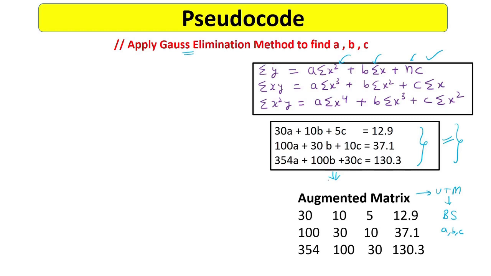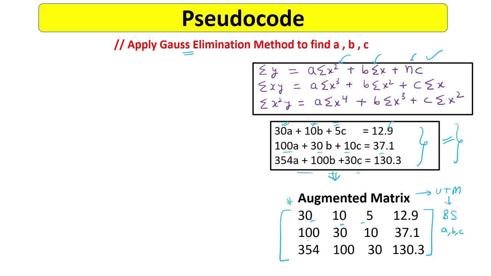So now first we have to convert these three equations into the augmented matrix. Augmented matrix means it is actually the collection of the coefficients. So these are the coefficients of A, B, and C: 30, 10, and 5. And this is the constant, that is 12.9. So I put all the constant values inside this matrix, and I created this augmented matrix.